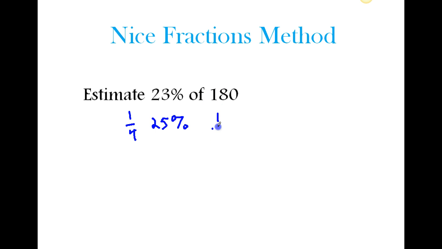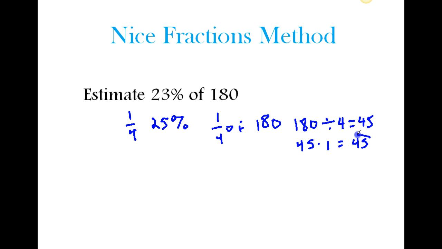So if I want to find 1/4 of 180, I take 180, I divide it by the denominator 4, I get 45. I take that 45 and I multiply it by the numerator 1, and I get 45. So I estimated what 23% of 180 is, and I got 45. I picked a really good, nice fraction because 25% is close to 23%.